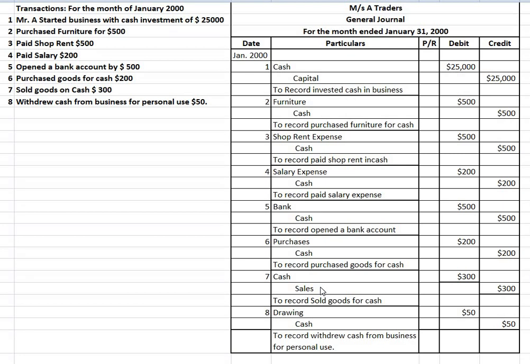In the next video, we will discuss credit transactions and cash transactions, or the difference between credit transaction and cash transaction in detail, and transactions related to merchandise, for the purchase of merchandise and for the sale of merchandise.